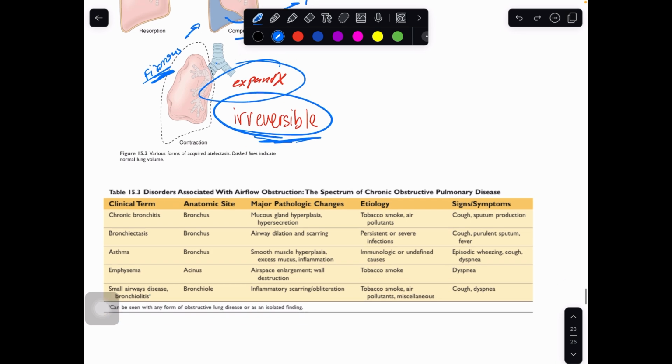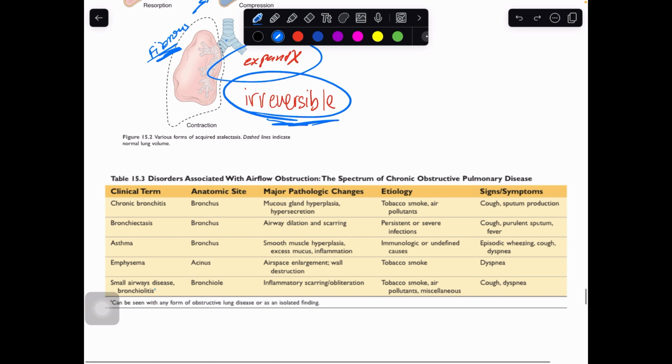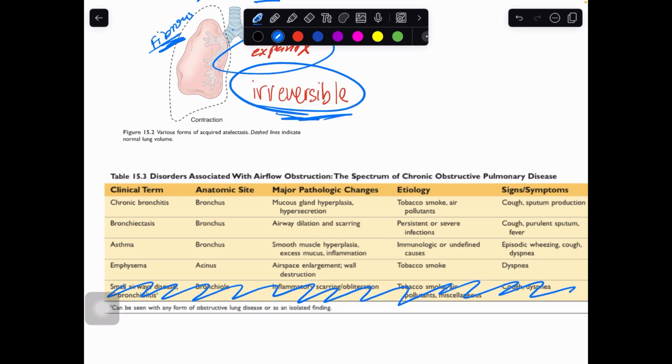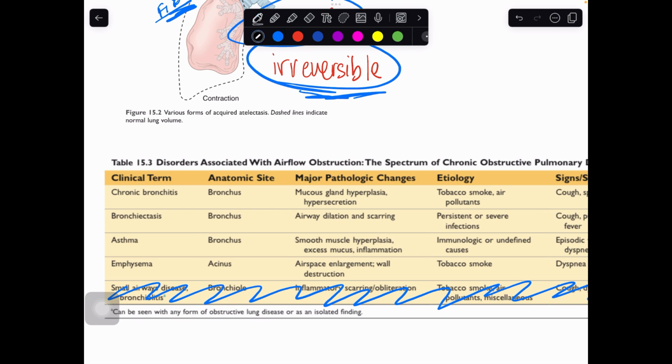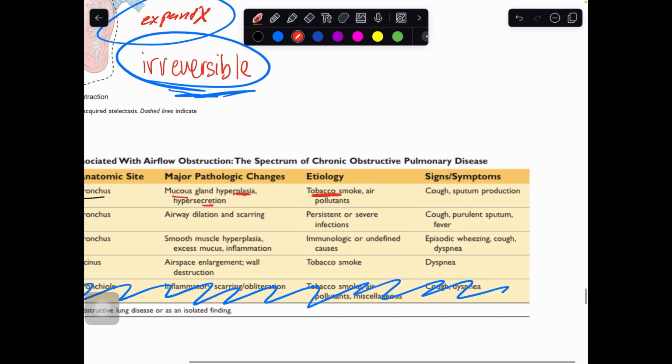These are also, by the way, all pictures from Robbins' book. This is going to be a summary for the whole thing that we discussed with the main important things. Anatomical site of chronic bronchitis: the bronchus. The cause was mostly smoking, the irritant that caused mucus gland hyperplasia and hypersecretion. Remember? The signs: you will see the sputum production and cough. This was from the definition: persistent cough, sputum production, all of this, right?